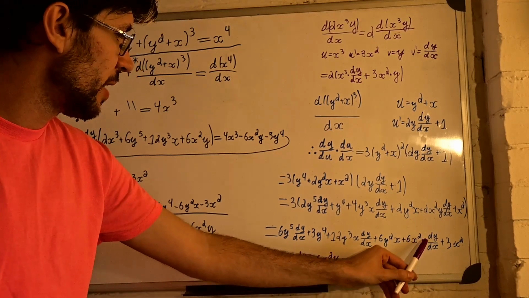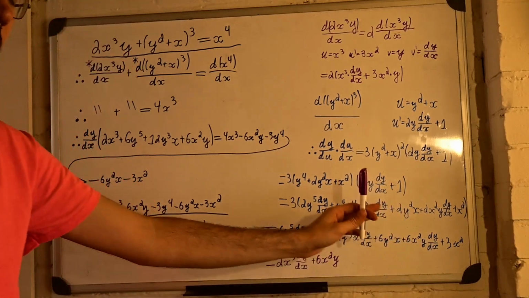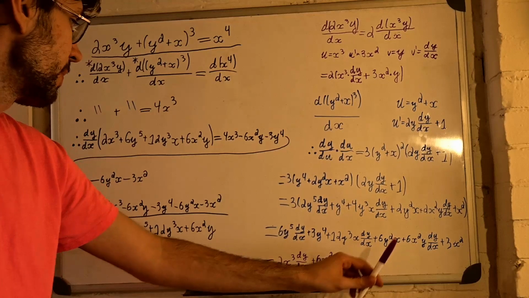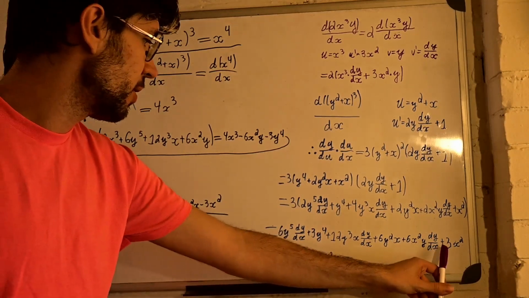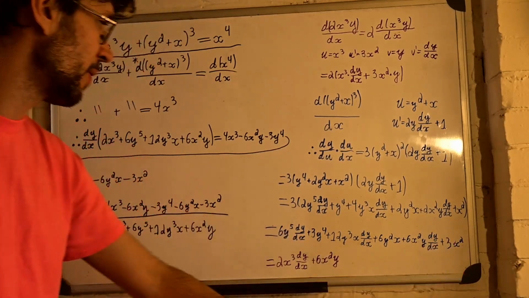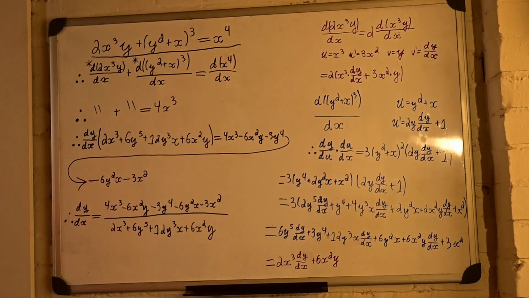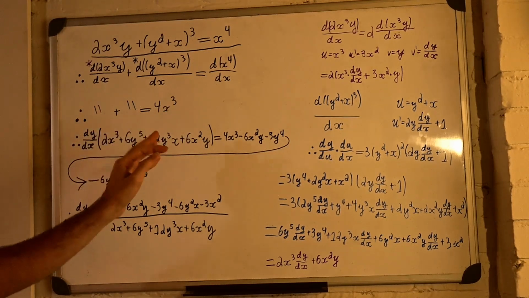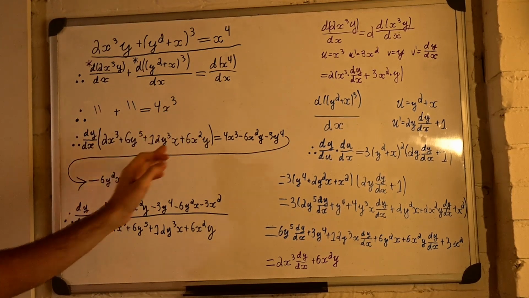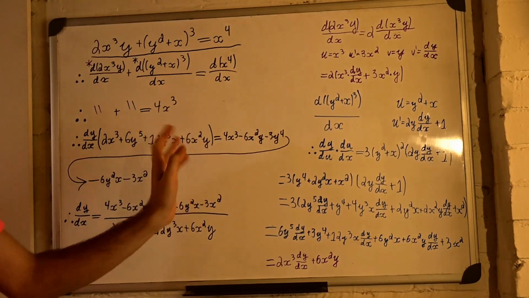6x squared y times dy over dx, that has dy over dx, so we're just going to leave it on the left side. And plus 3x squared, that of course doesn't have dy over dx, so we're going to move it to the right side. Here it is. And then, now you have all the terms with dy over dx on the left side and all the terms that don't have dy over dx on the right side.